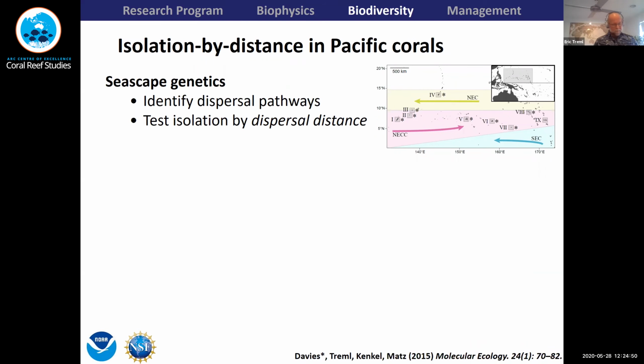So another related question in terms of the biodiversity implications of connectivity is testing hypotheses of isolation by dispersal distance, or the analogous isolation by distance, IBD. This is working with Sarah Davies, who at this time was at University of Texas, now at Boston University. She went out and sampled 2 different corals from, I think, 10 different sites in Micronesia. So you had a great empirical-based data set. And we wanted to ask a question about the role of connectivity in this system.